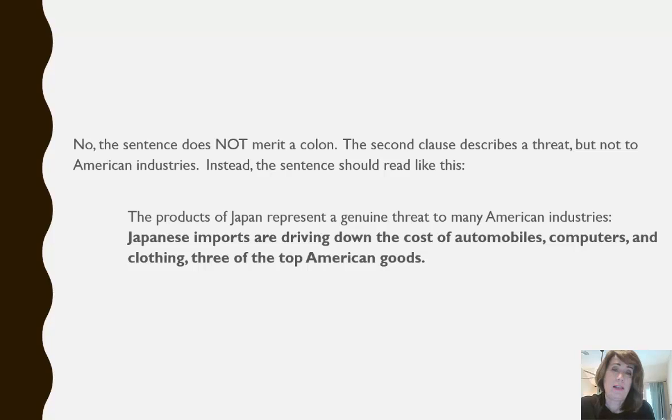Now listen while I read it aloud. The products of Japan represent a genuine threat to many American industries: Japanese imports are driving down the cost of automobiles, computers, and clothing, 3 of the top American goods.